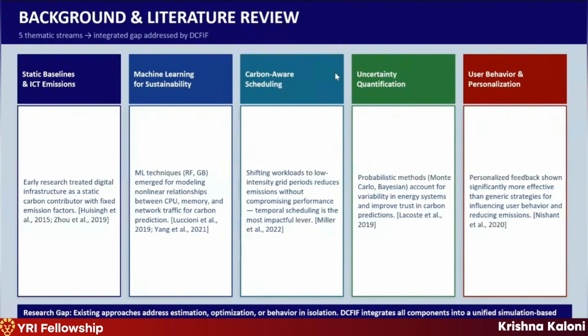And now the background. The literature supporting this work falls into 5 thematic streams. Firstly, early ICT emissions research treated digital infrastructure as a static carbon contributor with fixed emission factors. This work, by Hussein and Zhu, established these baselines. Second, machine learning methods, particularly random forest and gradient boosting, emerged as tools for modeling nonlinear relationships between CPU load, memory, network traffic, and carbon output. And then third, carbon-aware scheduling research demonstrated that shifting workloads to low-carbon periods on grids is one of the highest impact levers available without degrading performance.